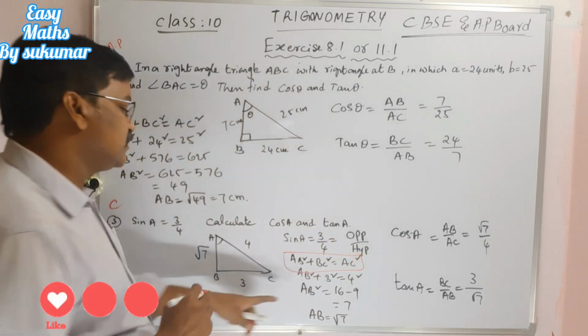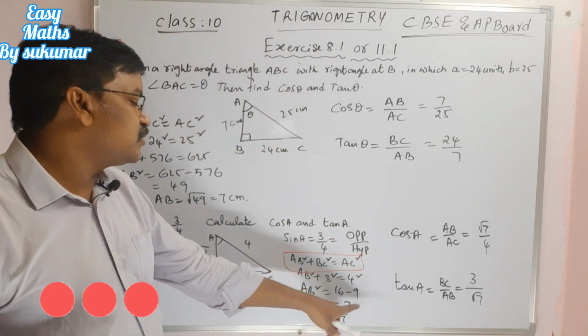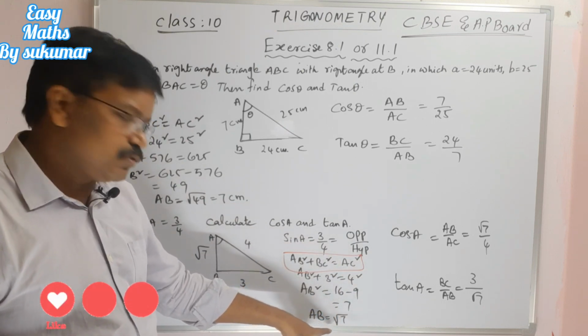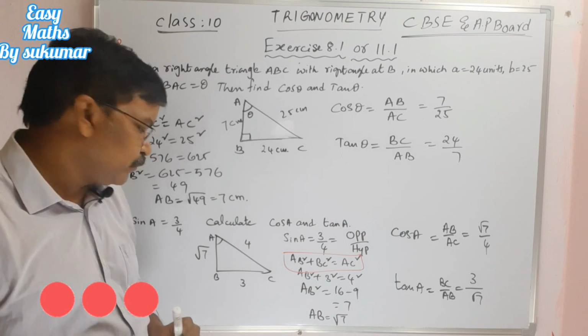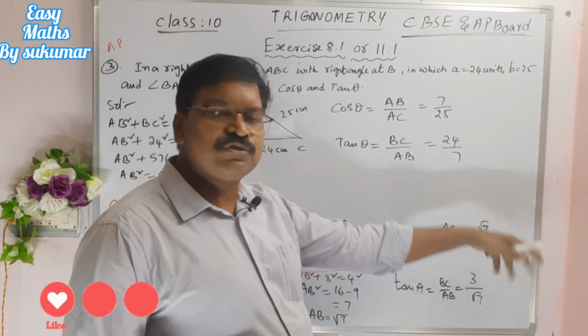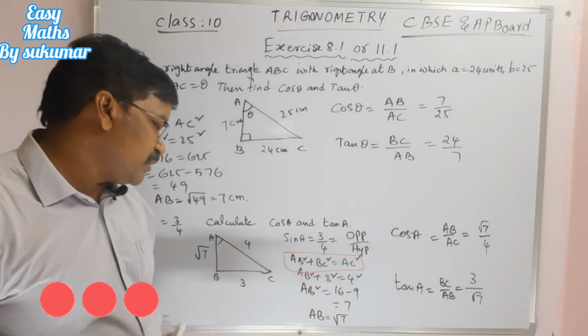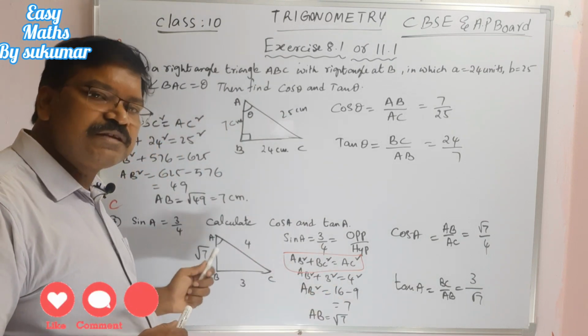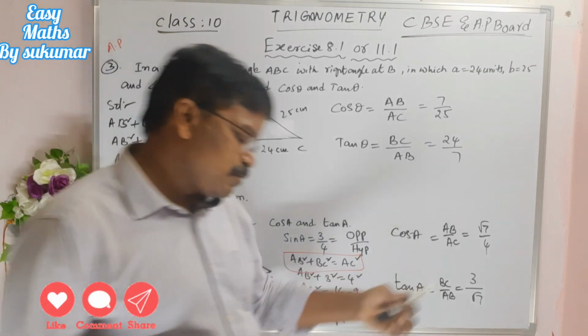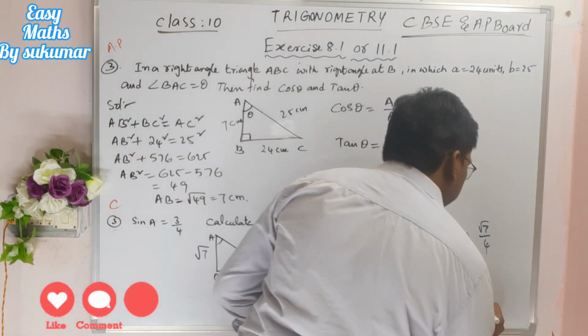After that, what we did here? AB square plus BC square is equal to AC square. After substituting all these values, we will get AB is equal to root 7. So this is root 7. Then what is cos A? AB by AC, that is root 7 by 4. What is tan A? Opposite side by adjacent side. So this is opposite, this is adjacent, that is 3 by root 7.